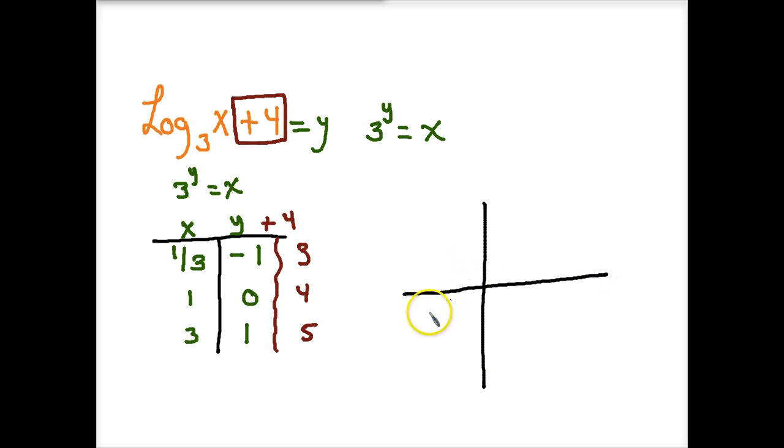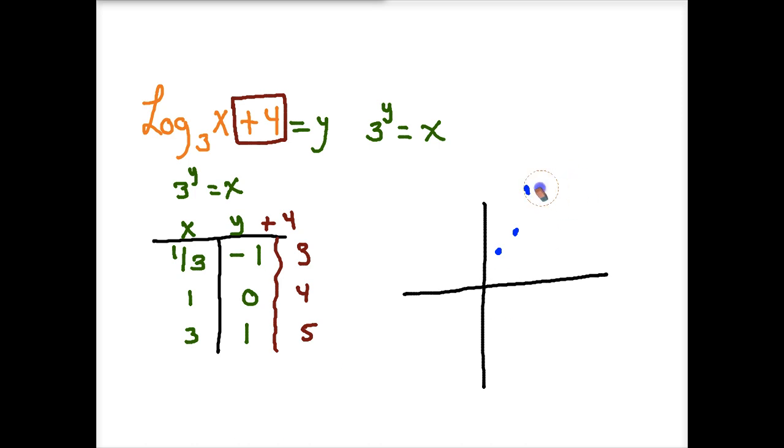So I just plot all these points, and we'll do that in blue. I would do 1/3 and then up 3, and I'm just doing kind of a rough estimate. And then over 1 and then up 4, and over 3 and then up 5.